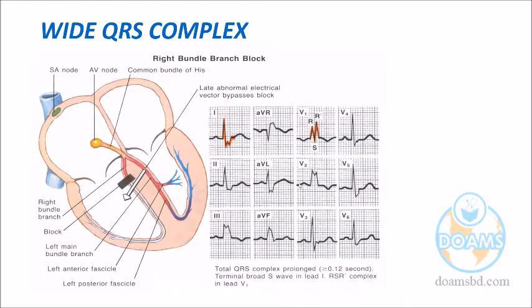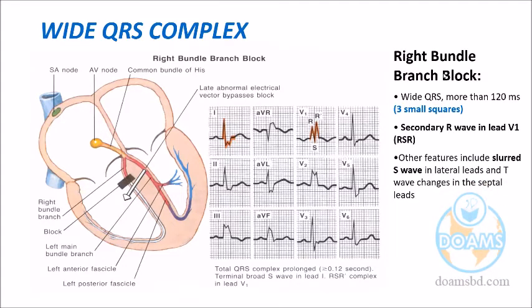So similarly, what do we expect in the left bundle branch block? We expect that V5 or V6, that means the left-sided lead, will show M and the right-sided lead will show W. This is very typical, though in 100% of cases it is not the same. Okay.